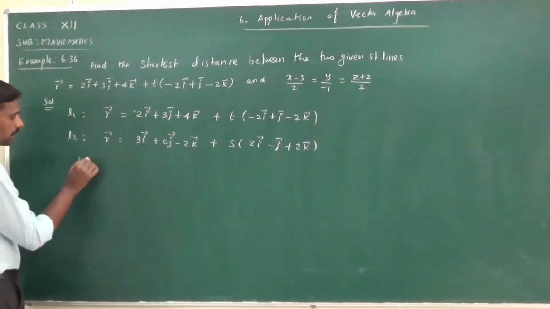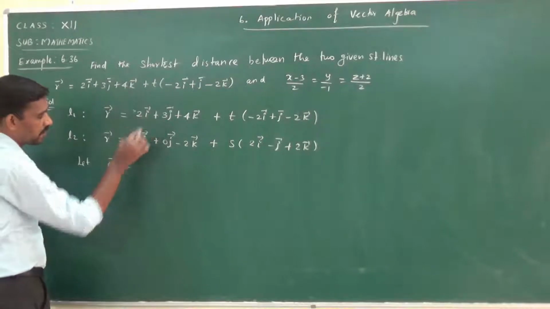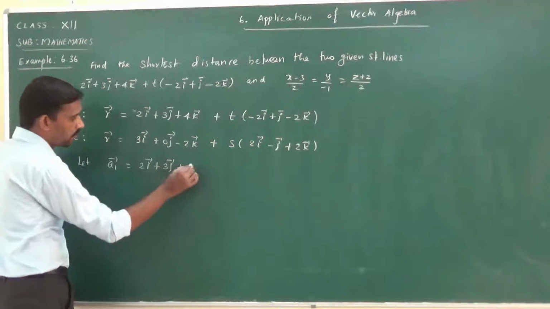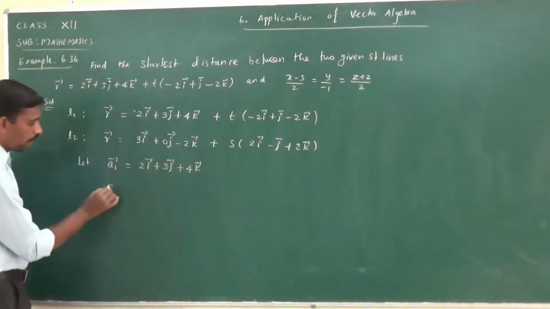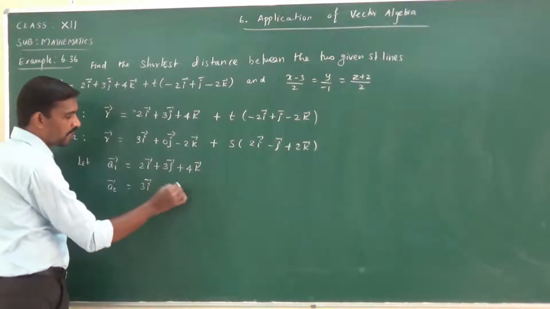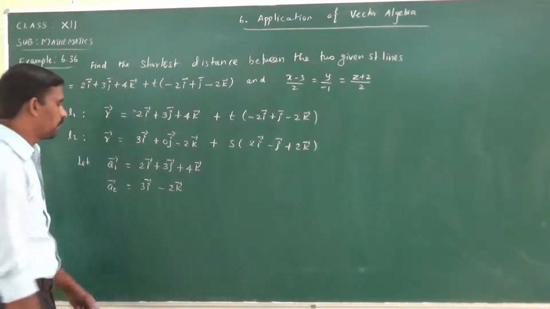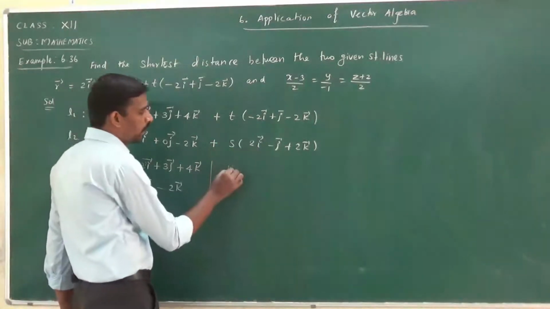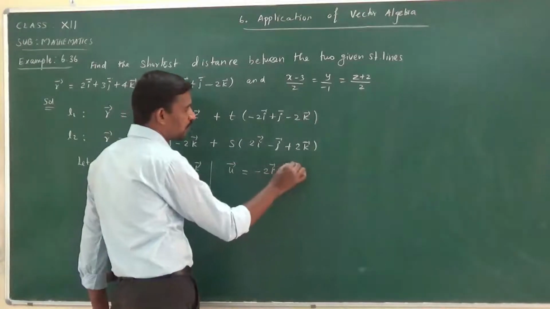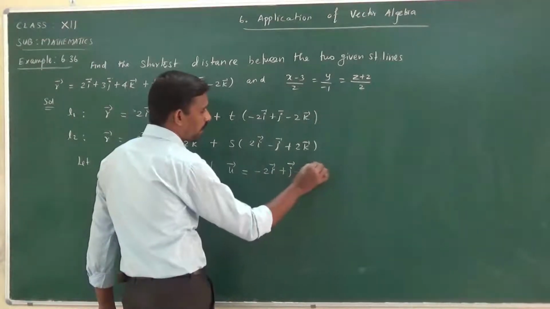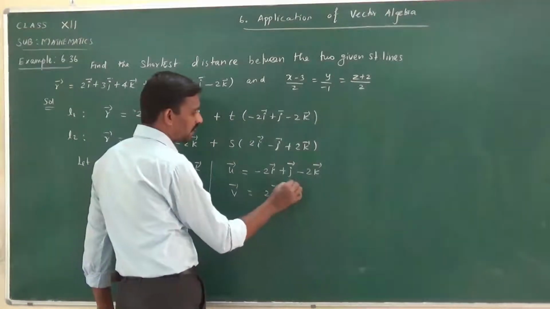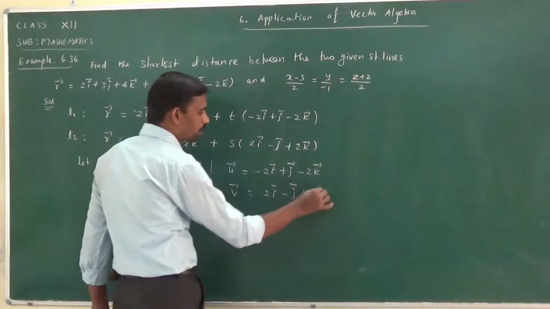Now, I consider this one a1 vector. So a1 vector is nothing but 2i vector plus 3j vector plus 4k vector. a2 vector equals 3i vector minus 2k vector. Here the j term is 0, so I leave it. And choose this as u vector. u vector is equal to minus 2i vector plus j vector minus 2k vector. And v vector is equal to plus 2i vector minus j vector plus 2k vector.